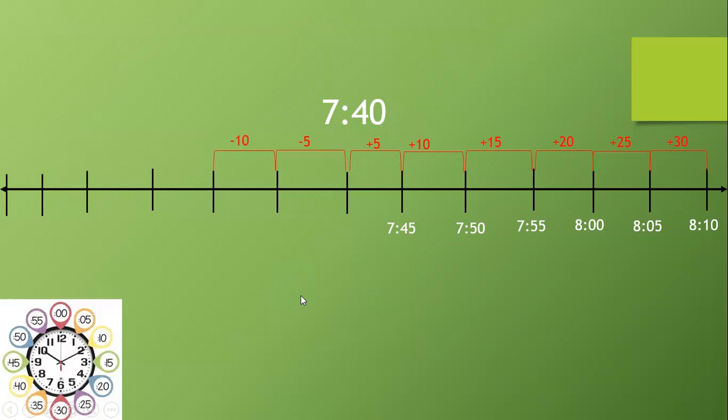Okay, going backwards now, or counterclockwise. -5, -10, -15, -20, -25, -30. So we have 7:35, 7:30, 7:25, 7:20, 7:15, and 7:10.